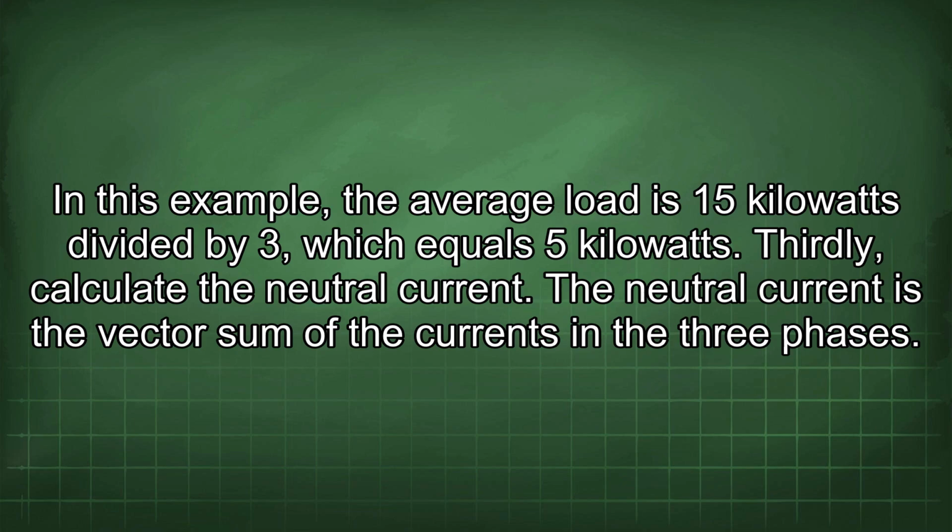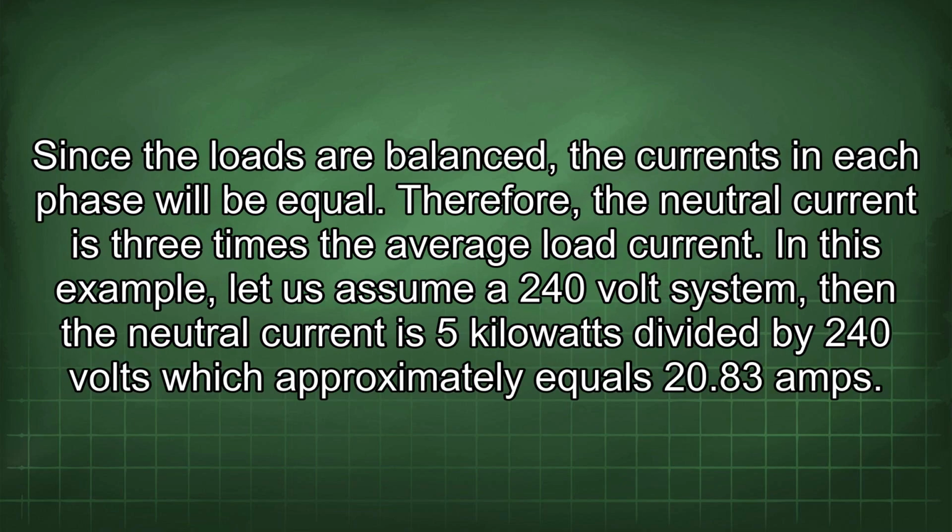Thirdly, calculate the neutral current. The neutral current is the vector sum of the currents in the three phases. Since the loads are balanced, the currents in each phase will be equal. Therefore, the neutral current is 3 times the average load current. In this example, let us assume a 240 volt system, then the neutral current is 5 kilowatts divided by 240 volts, which approximately equals 20.83 amps.